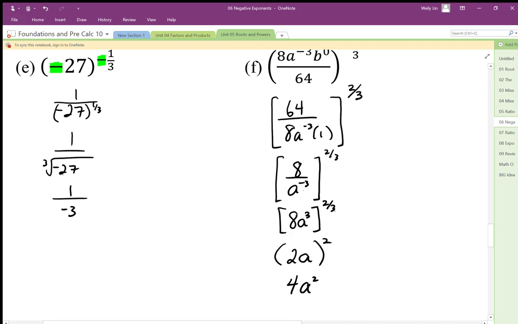And remember that I have to keep track of what is my base. So when I cube rooted all this, I made sure I kept that all together in one base with the brackets.